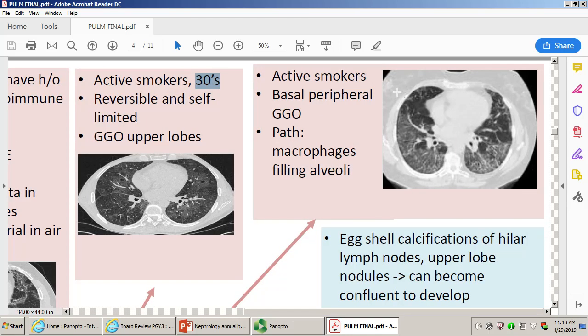Another smoker with opacities now more in the bases, right? This is more upper lobes. This is more bases. You see macrophages filling the alveoli on path, right? We talked about this in lectures before. What is in that alveoli? Because they're smokers: dip. Dip. Dip. Right?